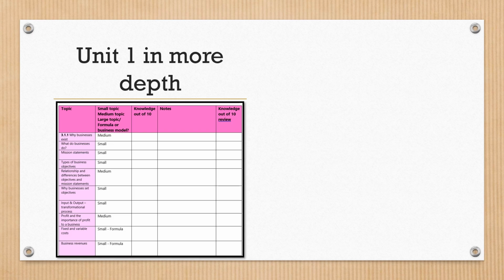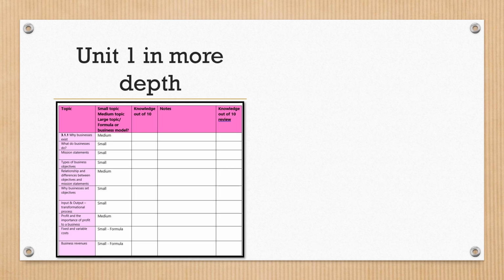And then later on down the line, you would review where you're at and see if you're going to get a higher score. So obviously if, say, why businesses exist was 1 out of 10 for knowledge, you would hope that 6 or 7 weeks later of revision that number has significantly improved and that you now have a fuller understanding of that particular topic. Let's have a quick look at them then, go through some of them.